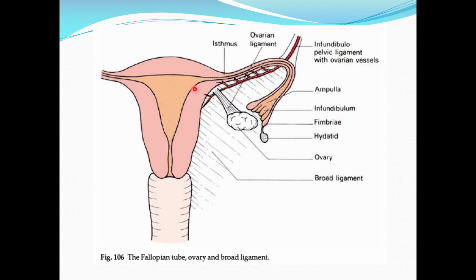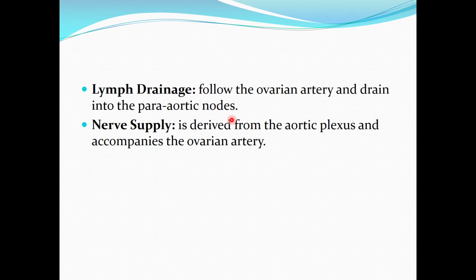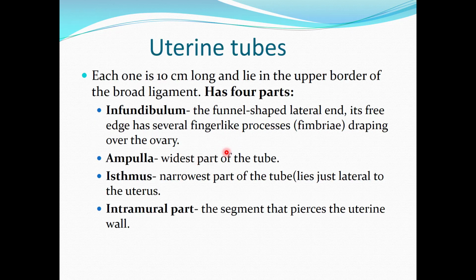See here in this diagram also, here they have shown the parts of the fallopian tube and the ovary along with the ovarian ligament. Now, what is the lymphatic drainage of the ovary? It follows the ovarian artery and drains into para-aortic lymph nodes, which are present at L1. Nerve supply is derived from the aortic plexus and they also accompany the ovarian artery.